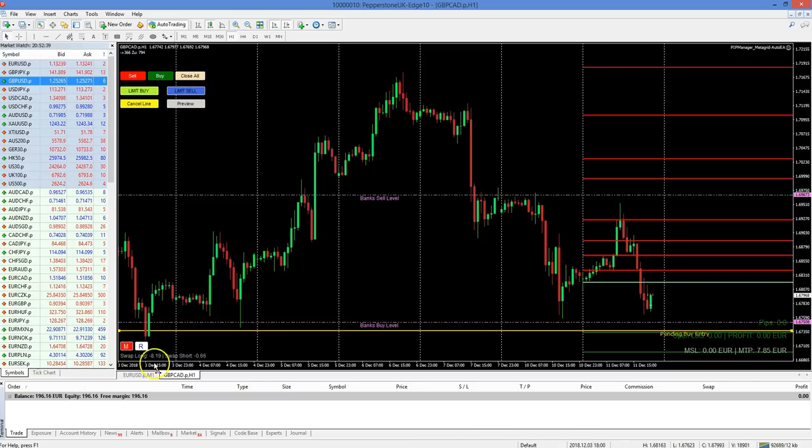Let's check the random button. If I click here, the Metagrid chooses a random pair on a random time frame, and then we can see some of the places where the EA would trade at the moment. I click on the random button and then I will change to the 1H time frame so that we can see the grid better.